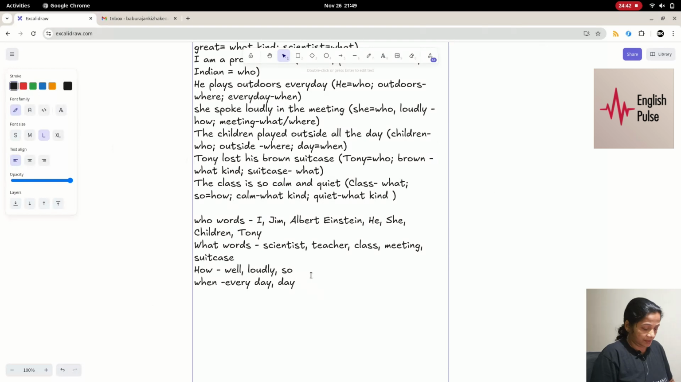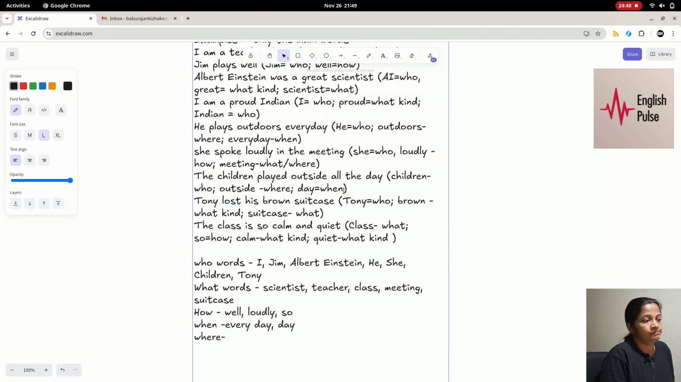Then where words: outside. Meeting we said what. Okay, so we are not taking it as where. So here we say where: outside, outdoors. Such words are where.